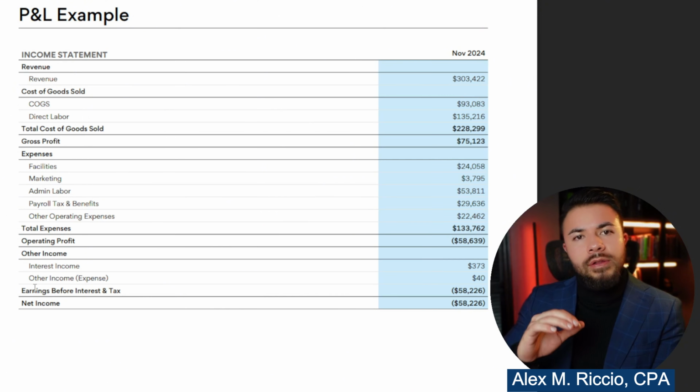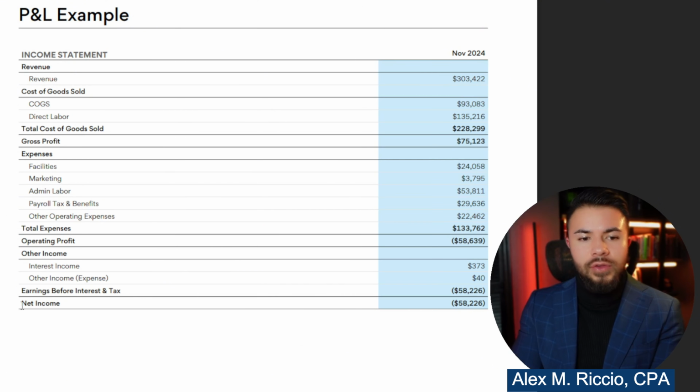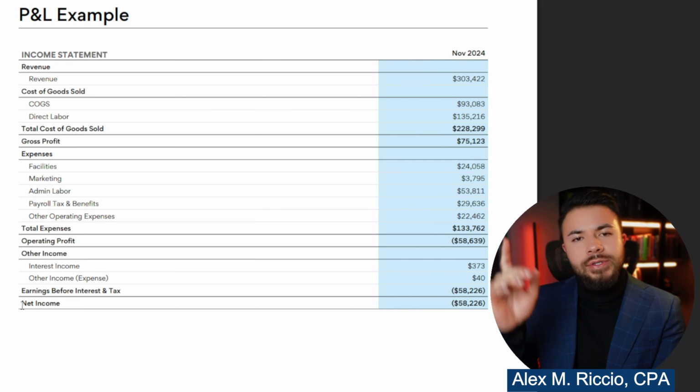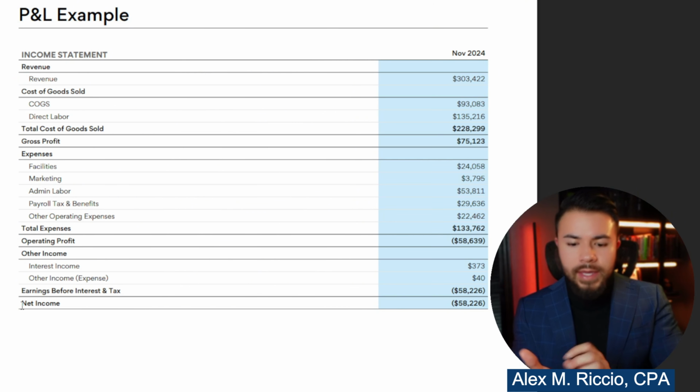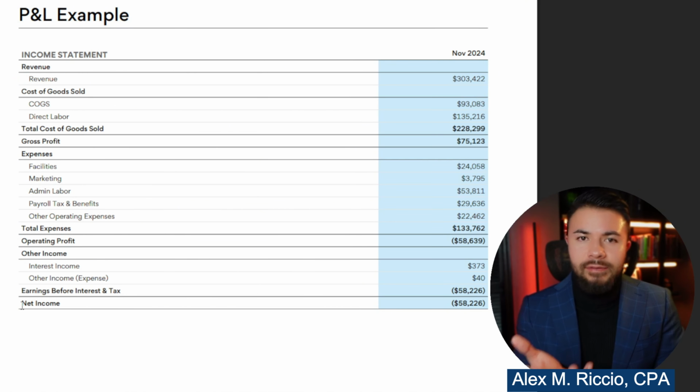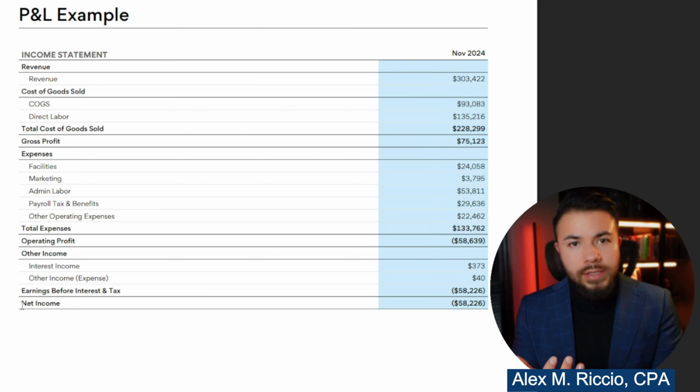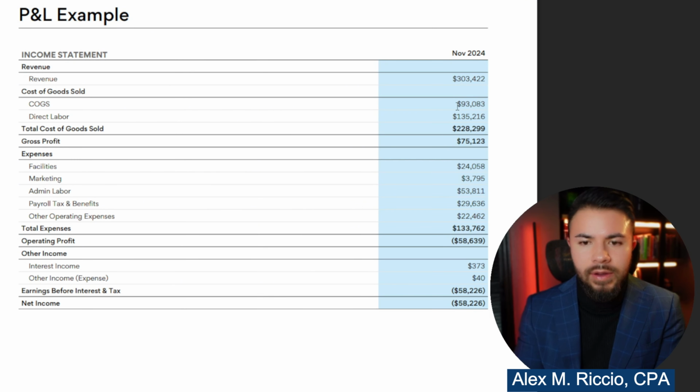Now, after all of the items we talked about, you are left with your net income. When you hear net income, just immediately think of a net catching everything that falls below. This is what's left over at the end of the day, right? So it's going to be either a net income or a net loss, and that's how you're going to be able to tell if you're profitable or not. So you can see in this scenario, after all expenses, that $303,000 is actually left with a net loss of $58,000.